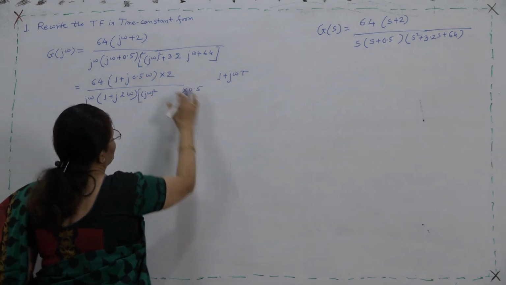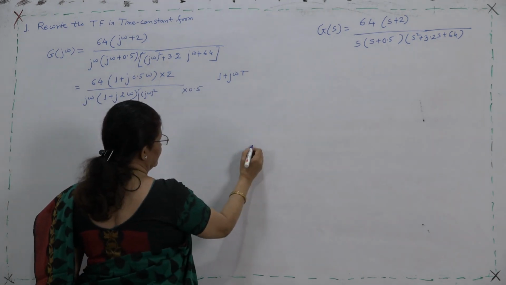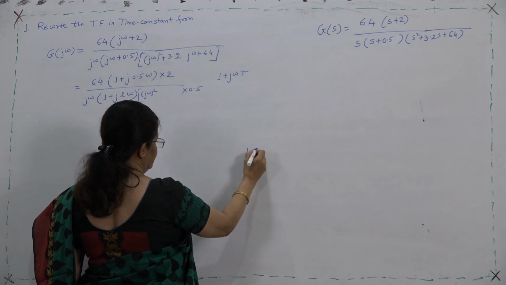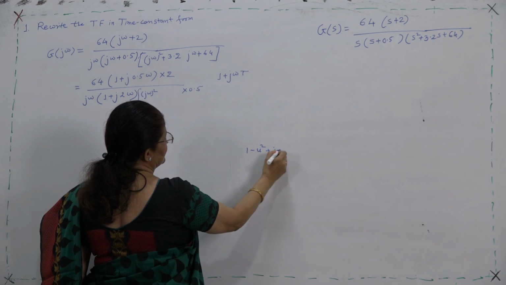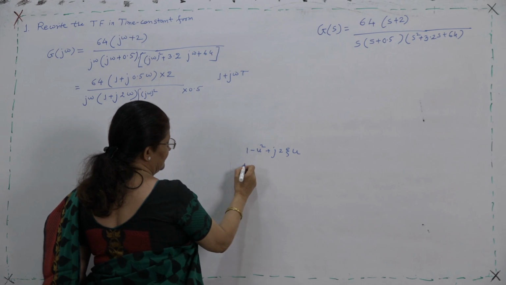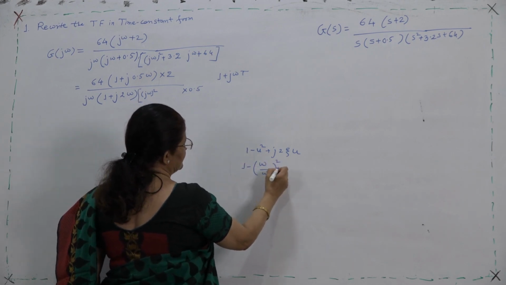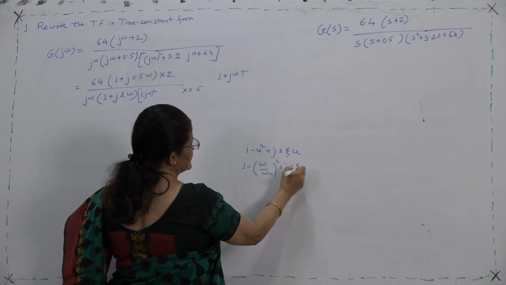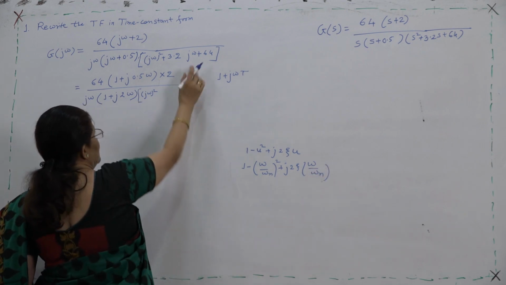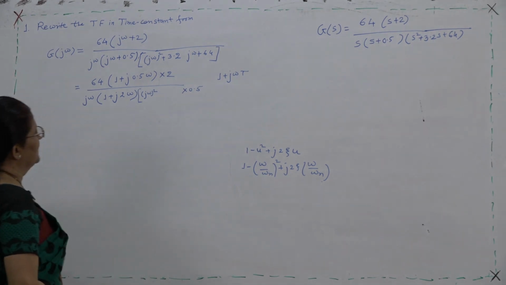What is the complex conjugate pole formulation which we are considering? It is 1 minus u square plus j twice zeta u, where u is omega upon omega n, that is 1 minus (omega upon omega n) square plus j twice zeta omega upon omega n. So, I want this as 1. So, I have to divide the whole equation by 64.